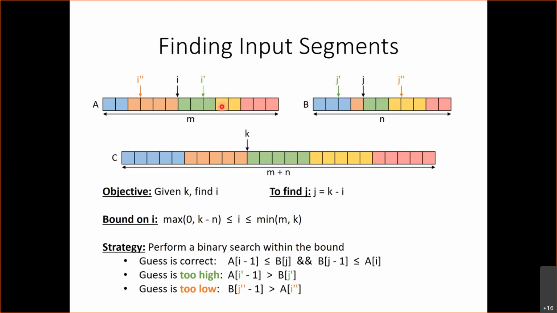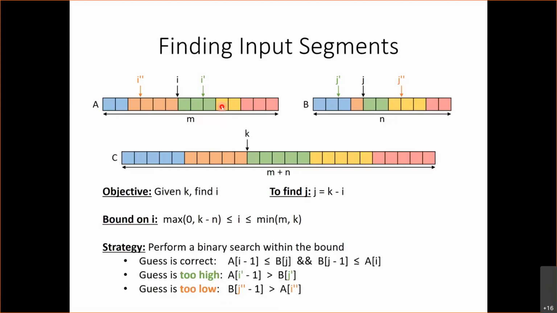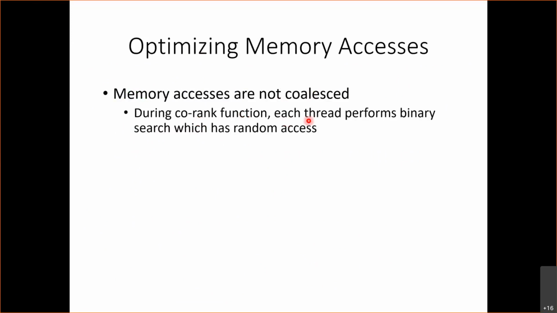So if I have uncoalesced accesses to global memory, one of the optimizations I can do is I can load the data to shared memory in a coalesced way, and then do all the uncoalesced accesses inside of shared memory. Okay, and this is what we can do. So here, one observation is that our memory accesses are not coalesced, because during the corank function, each thread performs a binary search which has random access. So binary search has random access, and then each thread is accessing a completely different location during that random access, so that makes things even worse.